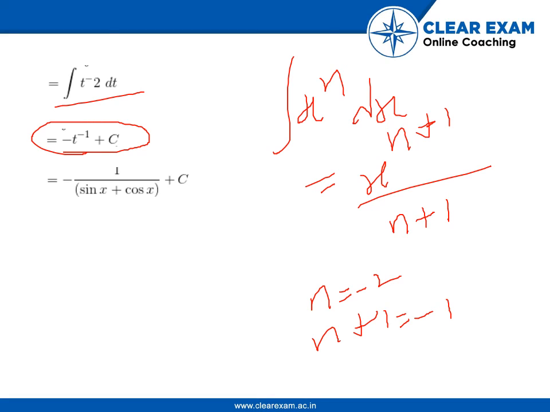But our answer is in terms of t, while our question was in terms of x. So we have to backtrack the value of t into x. So finally we get minus 1 upon sin x plus cos x plus c as the final answer.